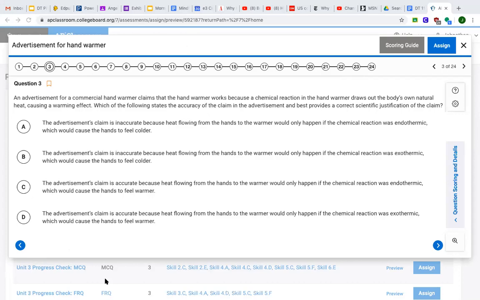So number 3, an advertisement for a commercial hand warmer claims that the hand warmer works because a chemical reaction in the hand warmer draws out the body's own natural heat, causing a warming effect. Which of the following states the accuracy of the claim in the advertisement and best provides a correct scientific justification of the claim? Ooh, okay. So this one's going to take some thought, okay? I want you to think about it for about 90 seconds. So hey Siri, set timer for 90 seconds. Okay, your timer is set for 1 minute and 30 seconds.